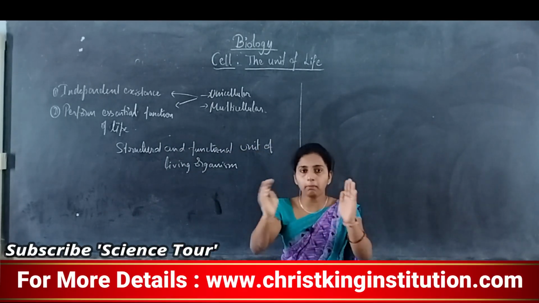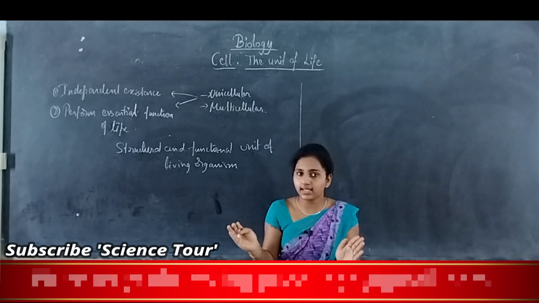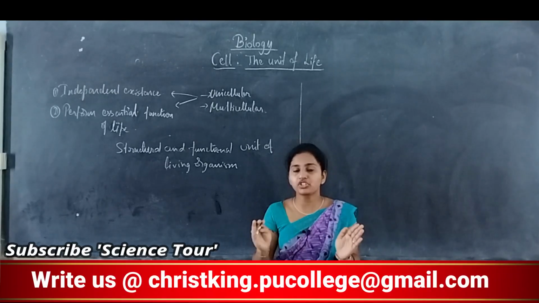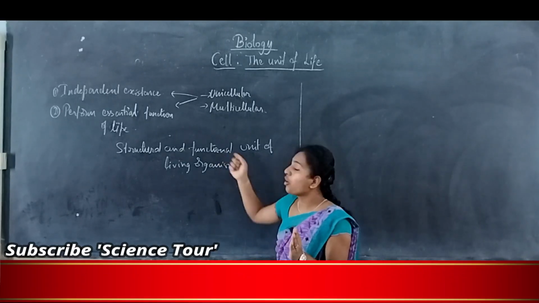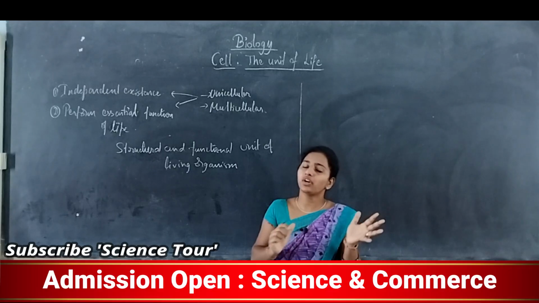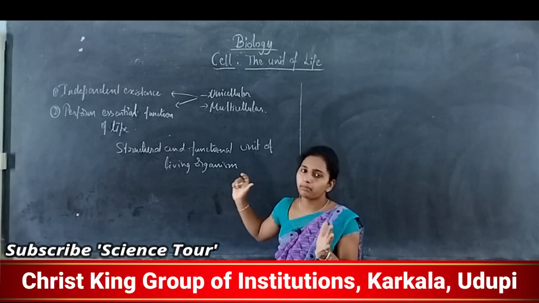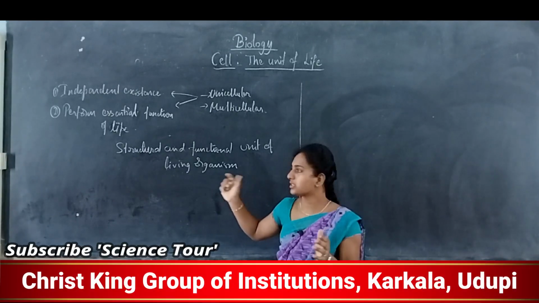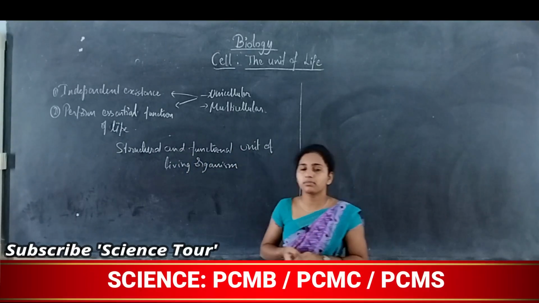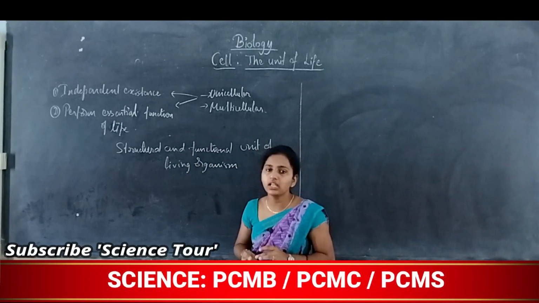Complete structure is necessary for the normal functioning of the living organism, and also all the functions. If the structure is proper, then all the functions will be carried out by the cells. So, the cell is the structural and functional unit of the living organism. That is the definition of the cell.